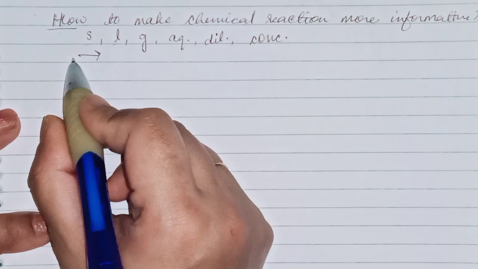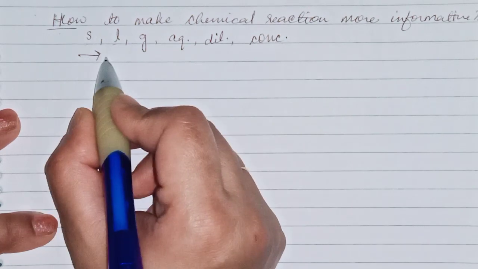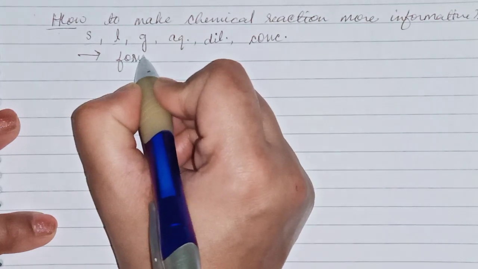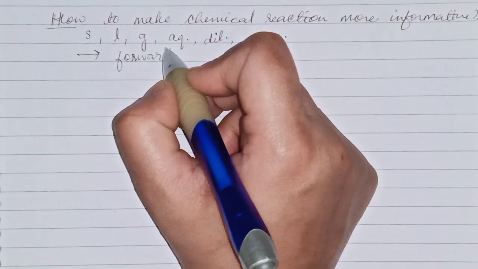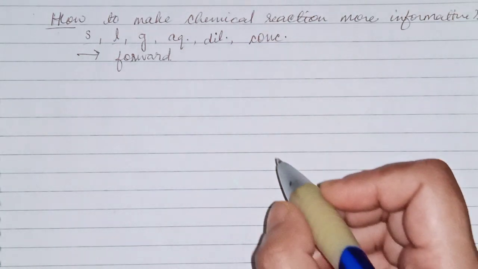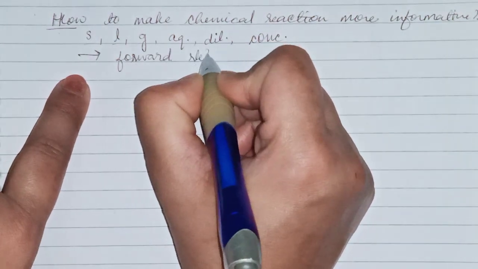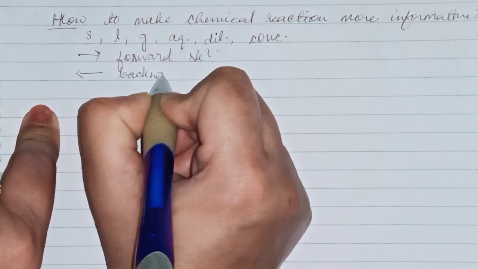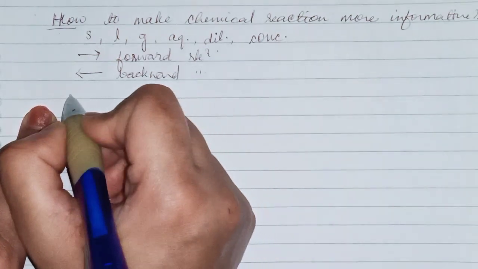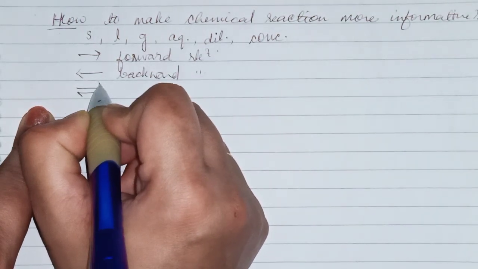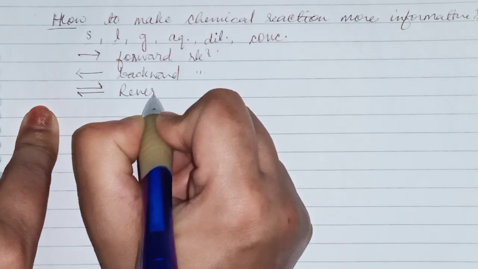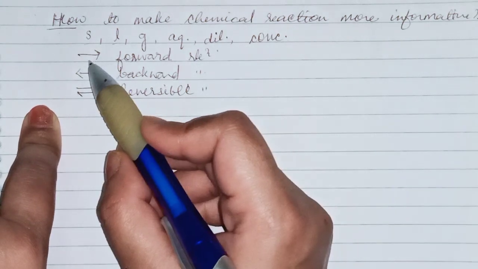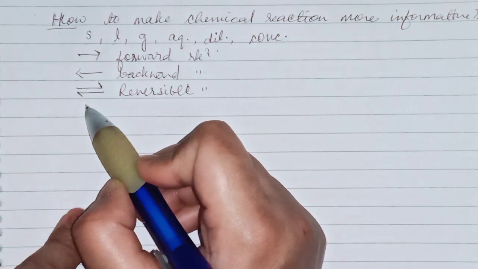Arrow represents the reaction is proceeding forward. Forward reaction. This one represents backward reaction, and this arrow represents reversible reaction. Okay, so forward, backward, reversible reaction.